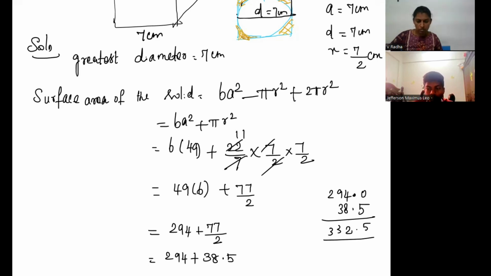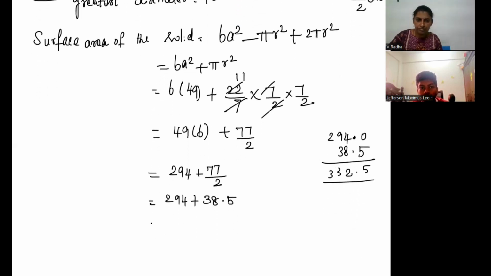332.5. Yes, good. 332.5. So because of area, the unit is a square inch, that's all.